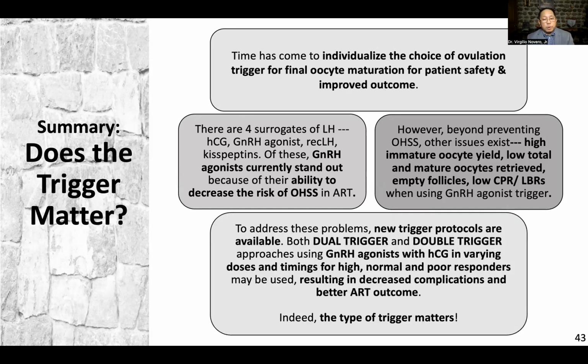So to address these problems, there are new trigger protocols, the dual trigger and the double trigger, which are approaches using your GnRH agonist with HCG in varying doses and timings for high, normal, and poor responders, resulting in decreased complications and better ART outcome. Indeed, the type of trigger matters.